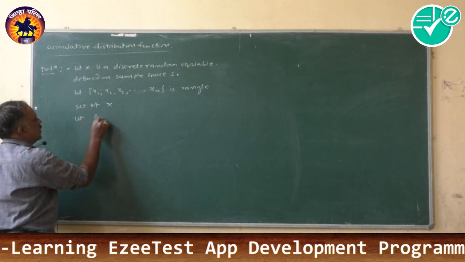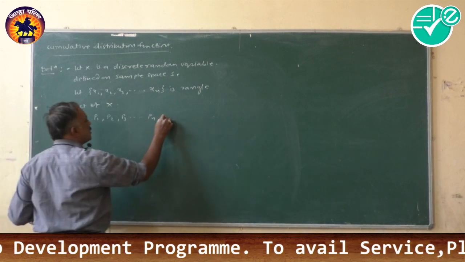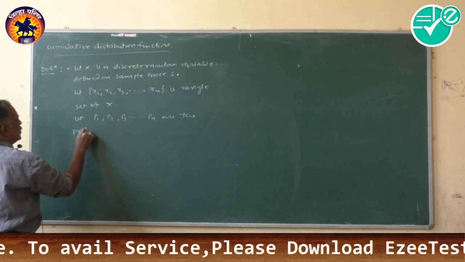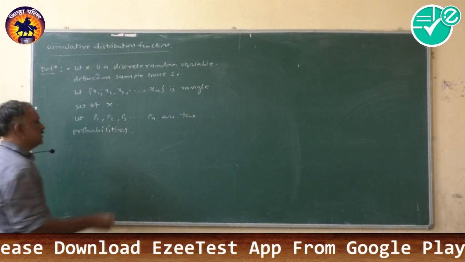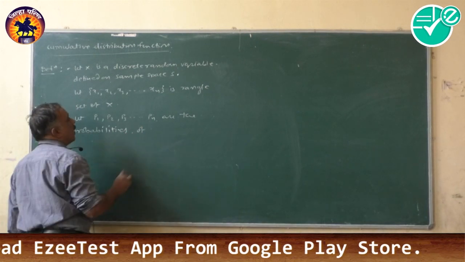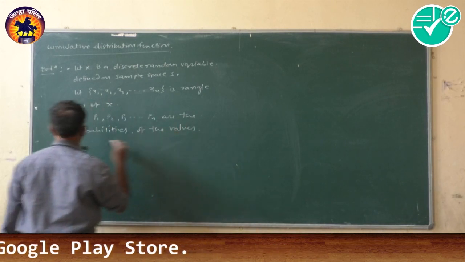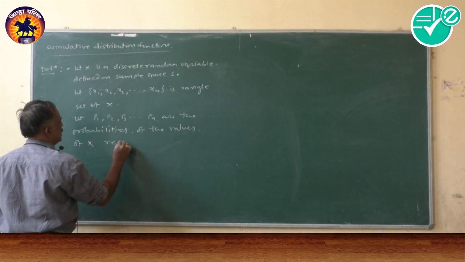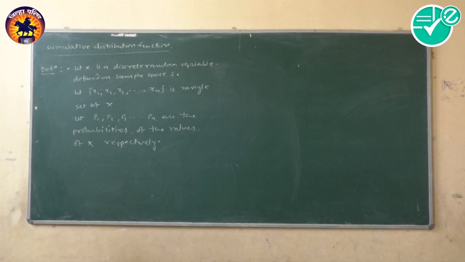Let p1, p2, p3, dot dot up to pn be the probabilities of the values of capital X respectively.